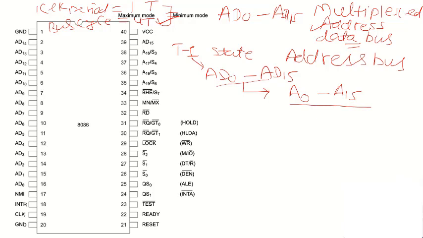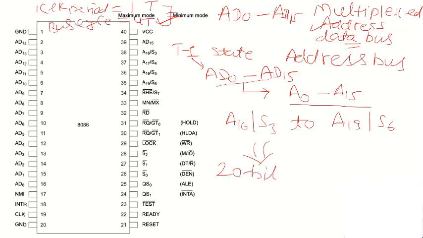and the remaining address bits are carried by A16/S3 to A19/S6. So it means initially, in the first state, this becomes a 20-bit physical address. So this is how the 20-bit physical address is carried. This is called the multiplexed address data bus.